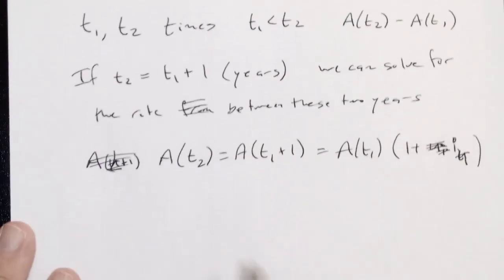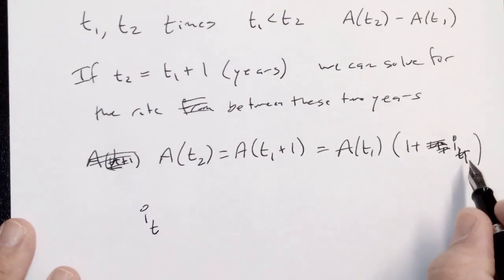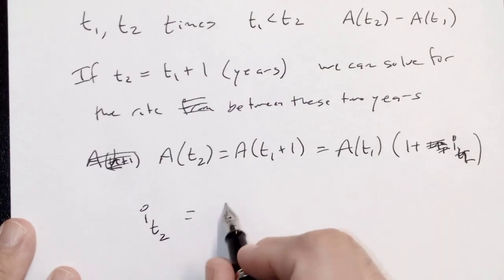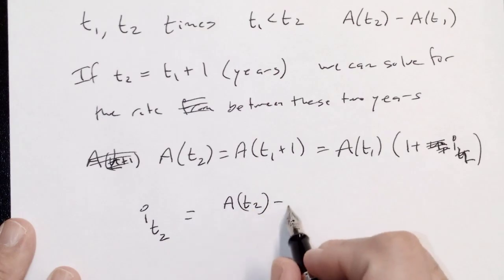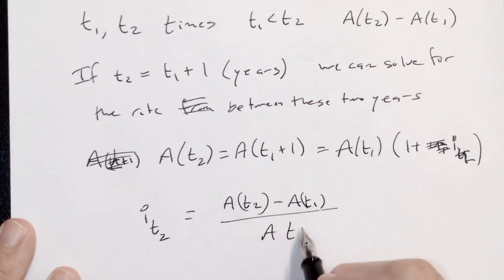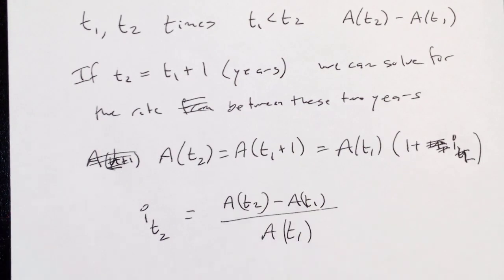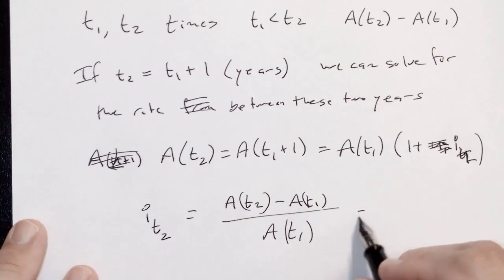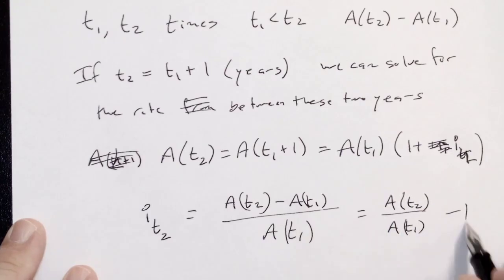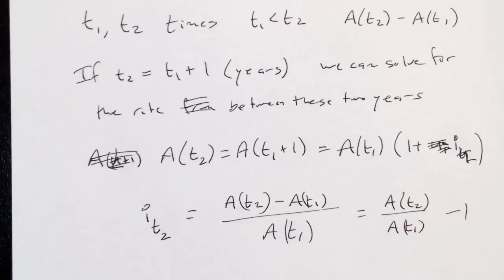Oh, well, that allows me to say that the interest rate, I'm sorry, this should be t2. The interest rate at time 2, resolve this, I get A of t2 minus A of t1 over A of t1, or A of t2 over A of t1 minus 1. Hey, wait a minute. Change in value minus 1, you get 1 plus i. That's my interest rate. That makes sense.